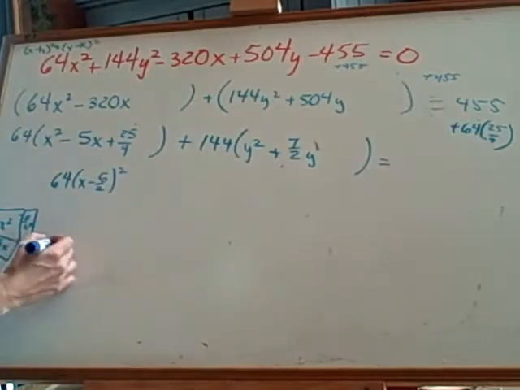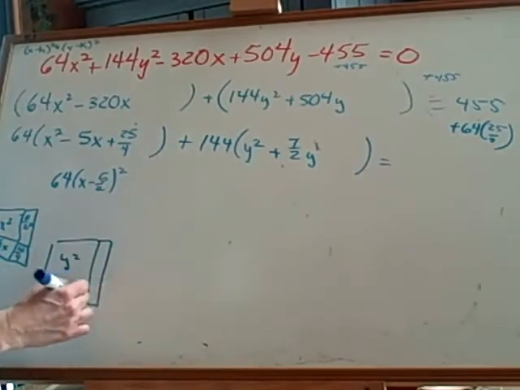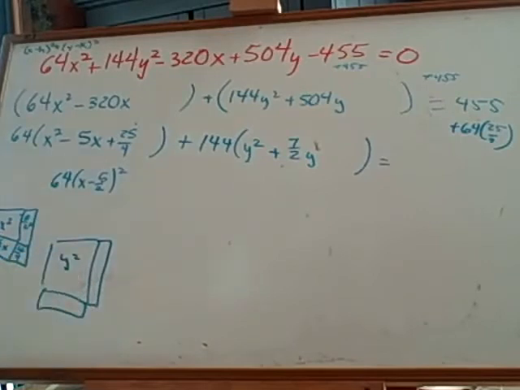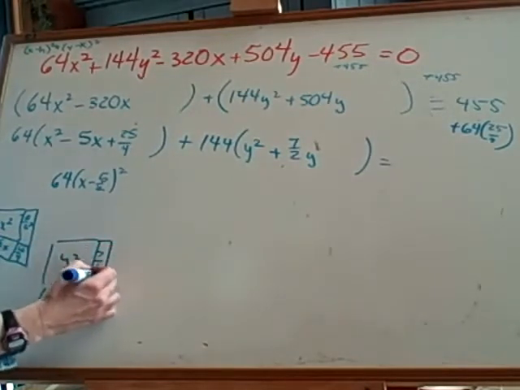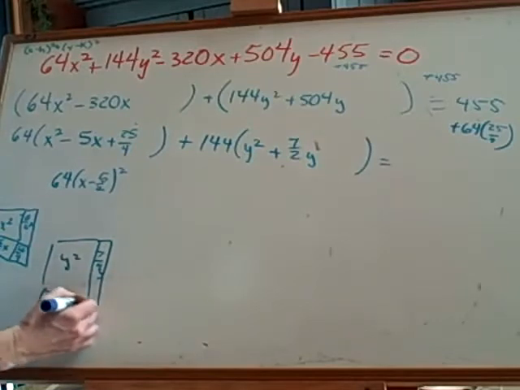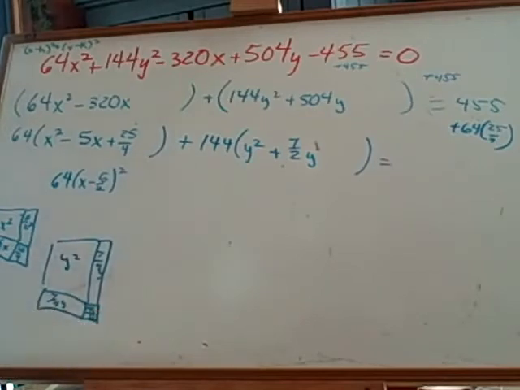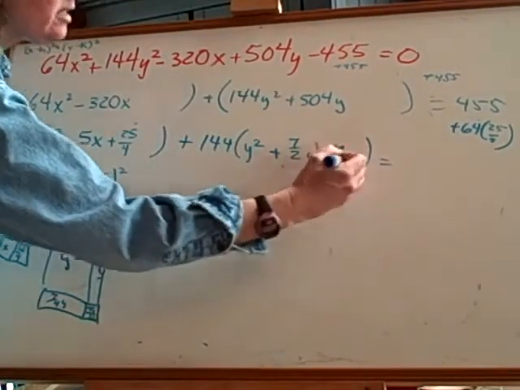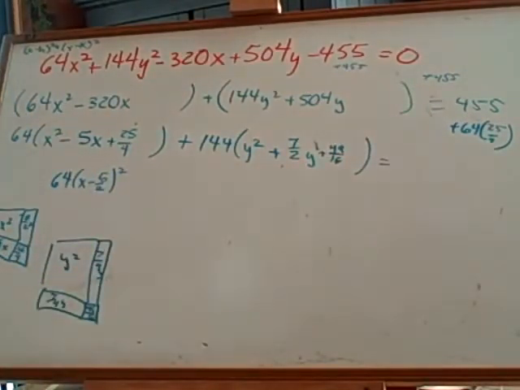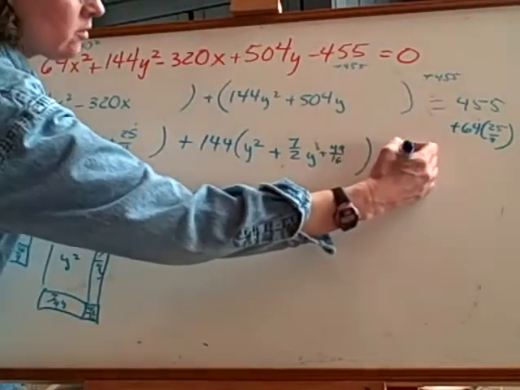So I'm going to draw that just right here. All right. Here's my y squared. If I have to put 7 halves in half, what's half of 7 halves? 7 fourths. So that's 7 fourths y. What's going to go down on the bottom here? 49 sixteenths. Perfect. So I need to add 49 sixteenths. Now I didn't really add 49 sixteenths. What I really did was I added 144 times 49 sixteenths.